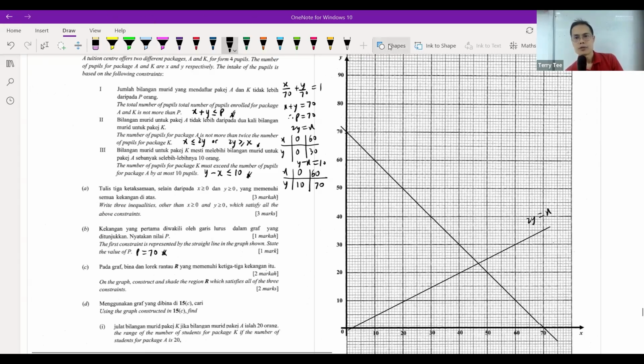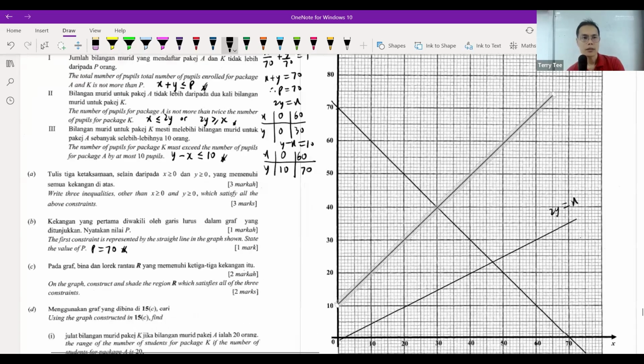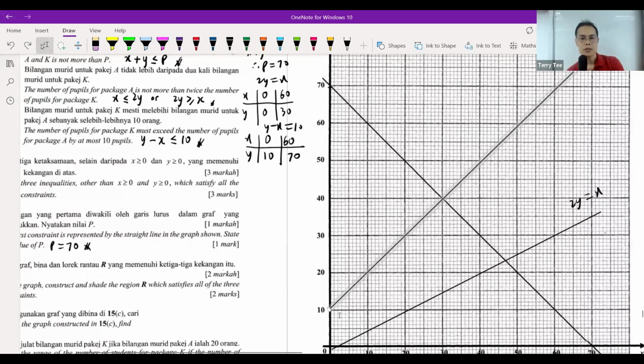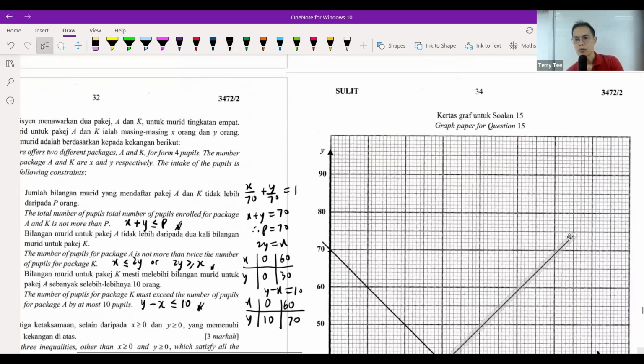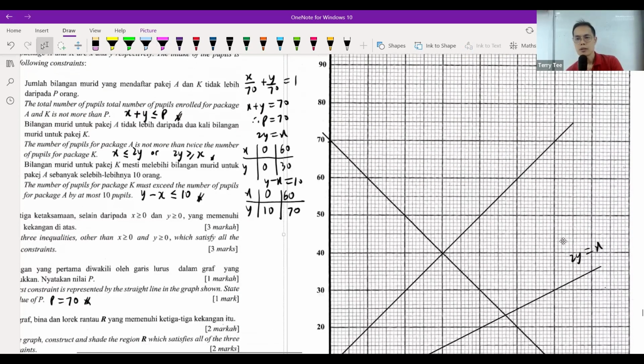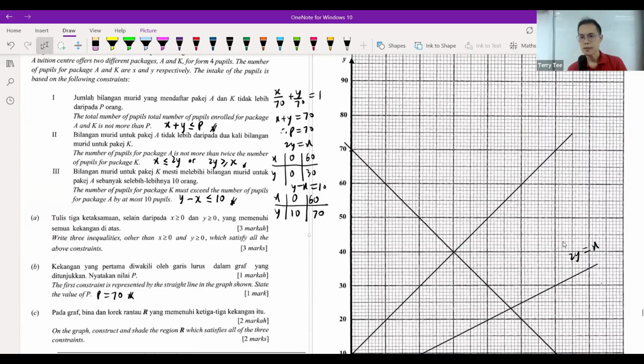Where is it? 0, 10 is over here, and 60, 70 is up here. Now we need to adjust this because I can see the first point is not really on the 10. So let me just adjust here. The second one must go a bit higher, over here. So this is y minus x equals 10.